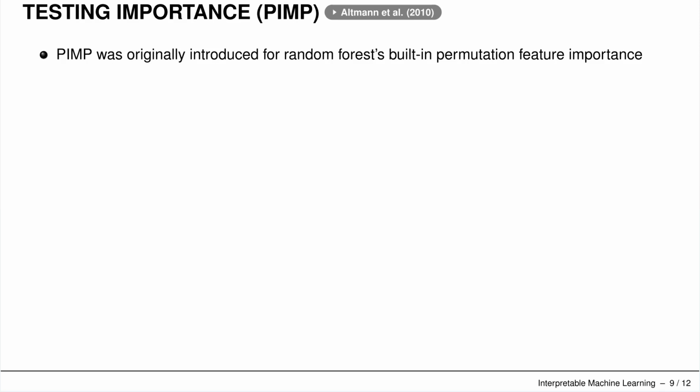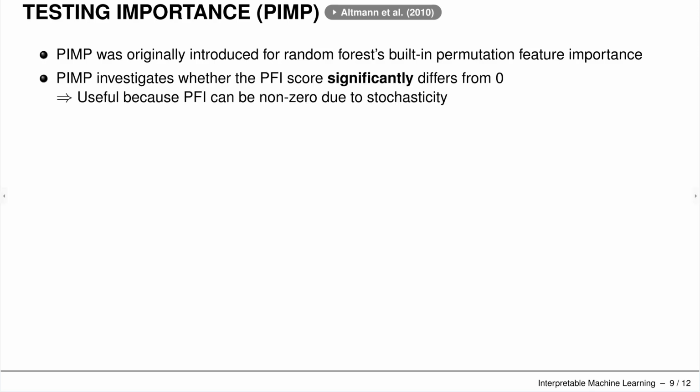So finally, about statistical testing of feature importance. We'll use the PIMP, which is an abbreviation for permutation importance algorithm. This was originally introduced just for a random forest built-in permutation feature importance, but you can also apply it to the model-agnostic permutation feature importance. And the question here is: is the PFI score significantly different from 0?